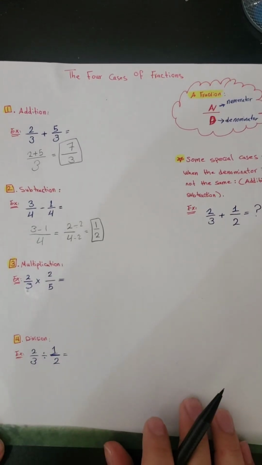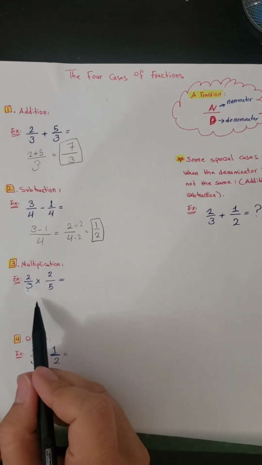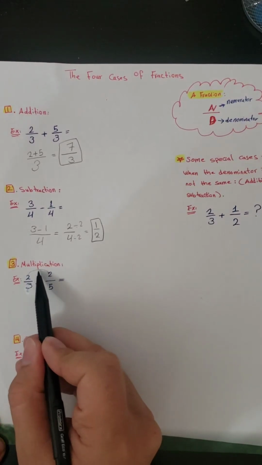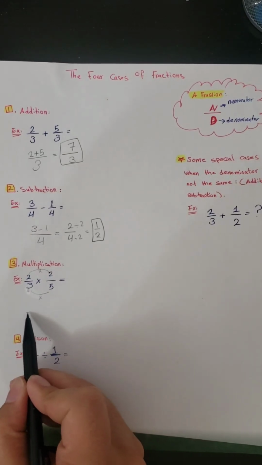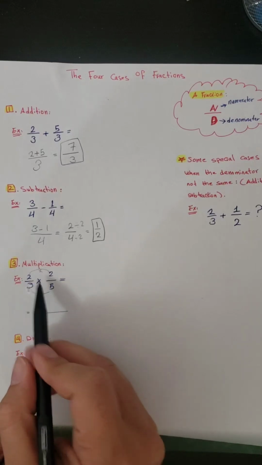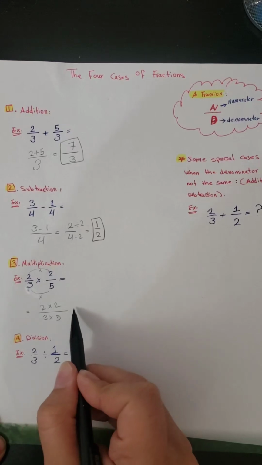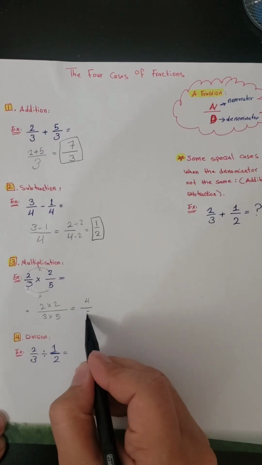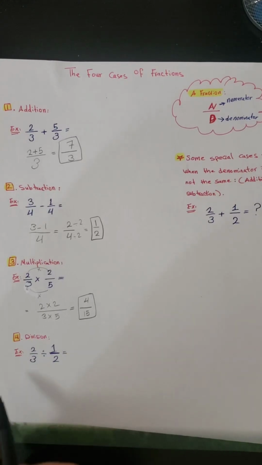Now let's move to our third case, which is multiplication. In multiplication, we multiply the numerators together and the denominators together. Let's see. We draw a line. 2 times 2 over 3 times 5 equals 2 times 2 is 4 and 3 times 5 is 15. And that's the answer.